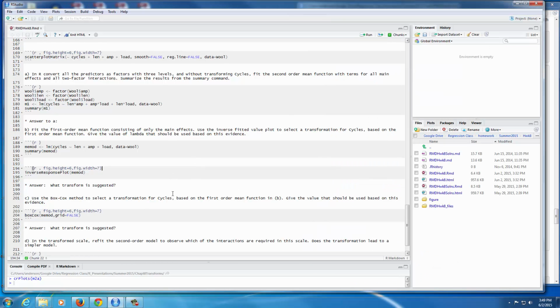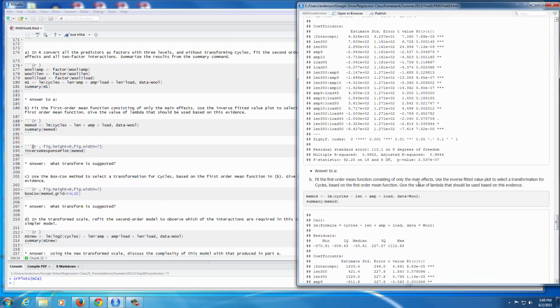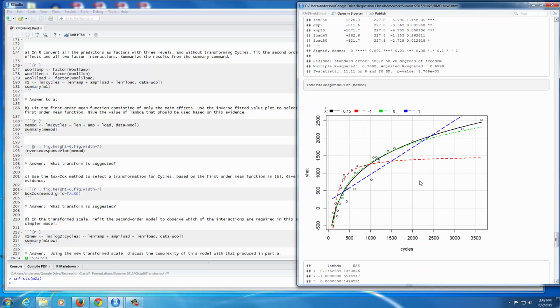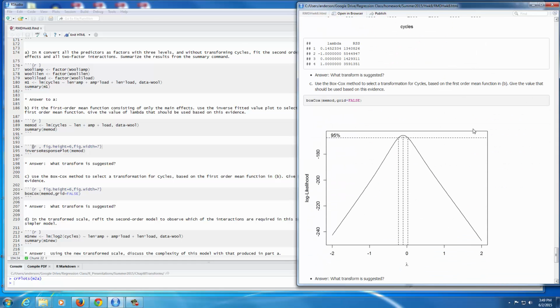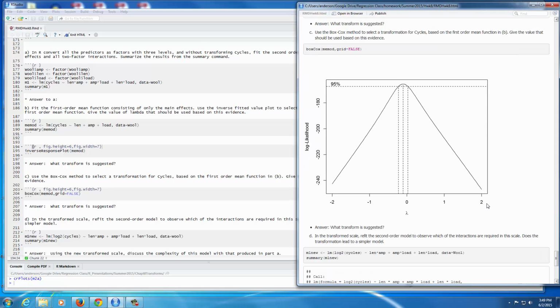In part B, we're going to estimate a much simpler model that only has length, amplitude, and load, and no interactions, and we're going to suggest an inverse response plot and look at what transform is suggested by that. And so you'll use and read this graph, and hopefully you'll be able to see what transform is nearby the black curve and suggest that one. And from part C, look at the Box-Cox transform suggestion in this confidence interval. What lambda transform do you think is suggested there?